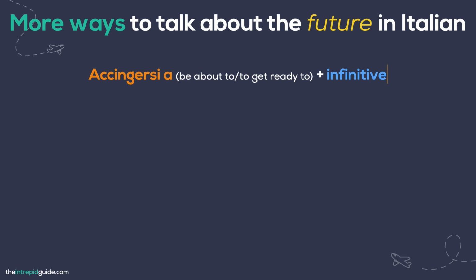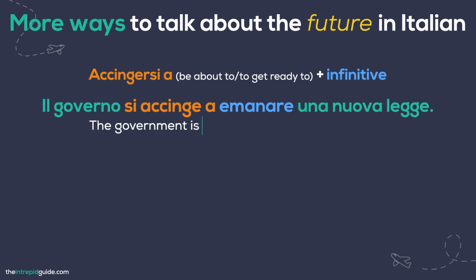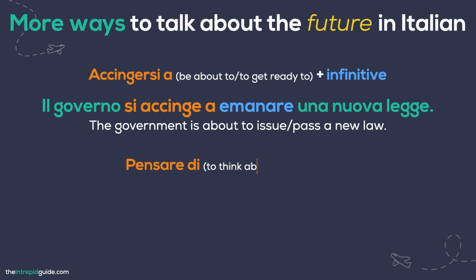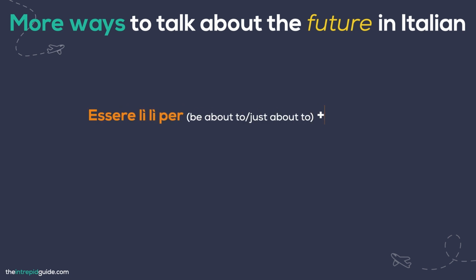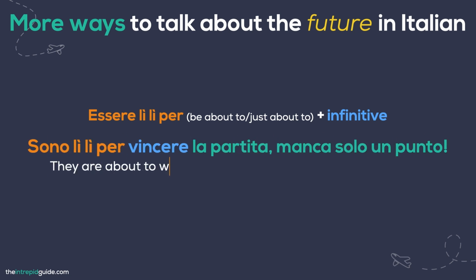Accingersi a. Il governo si accinge a emanare una nuova legge. The government is about to issue or pass a new law. Pensare di. Penso di andare in montagna a Natale. I'm thinking about going to the mountains for Christmas. Essere lì per. Sono lì per vincere la partita. Manca solo un punto. They are about to win the game. They just need one more point.